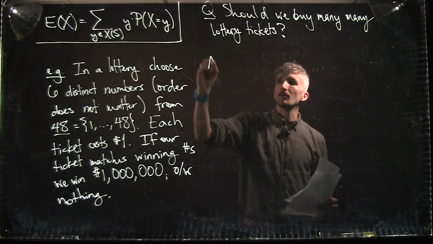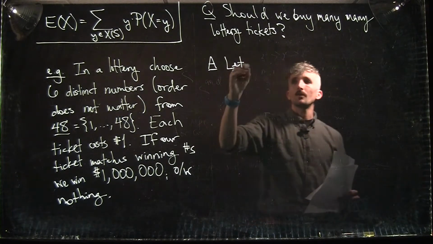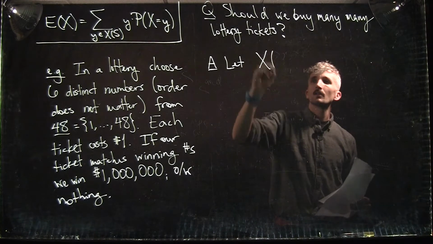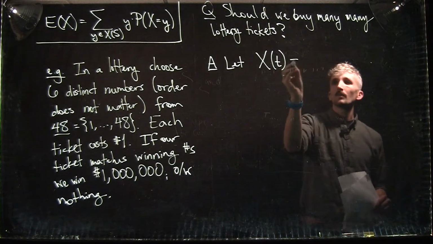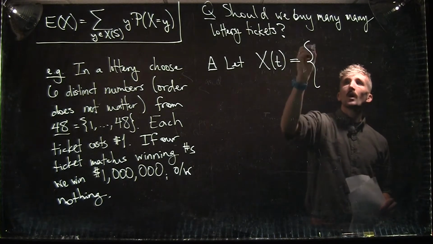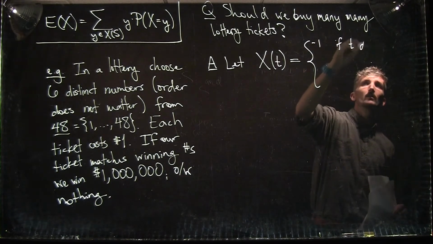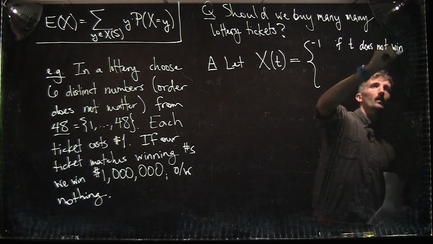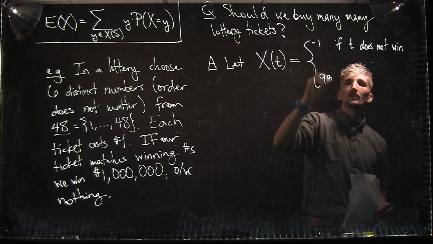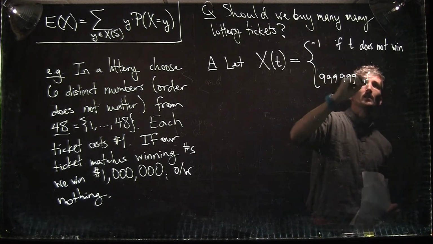The random variable that we're interested in is one which takes tickets. Let's call those T for ticket. Let's let this equal, well, -1 if T doesn't win. And it equals 999,999 if T does win.